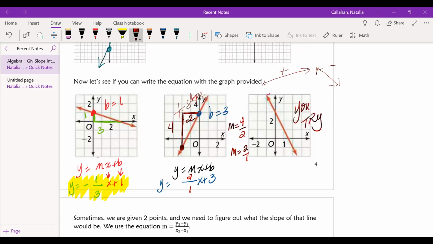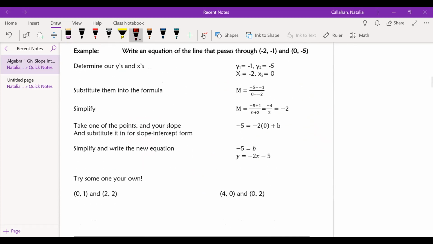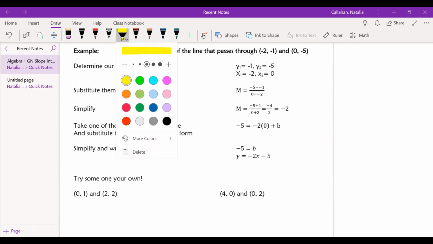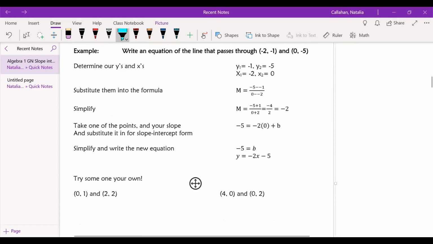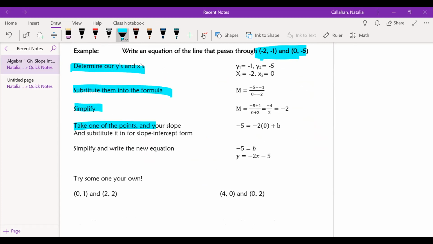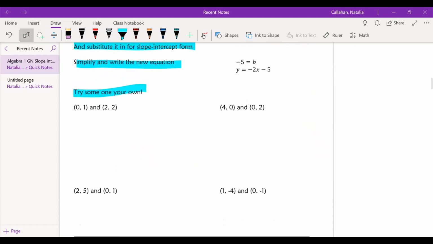The last one, you give it a try. Okay, let's move on. Next, what I want you to do is read how to find the equation of a line that passes through 2 points. Just make sure you guys read this. And now let's try some of our own.